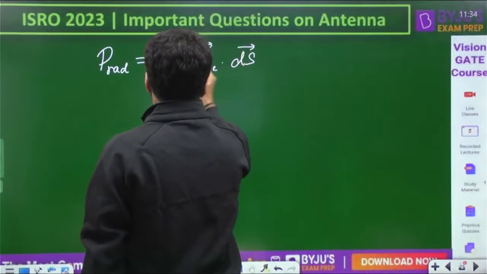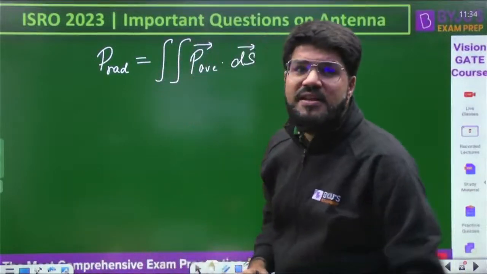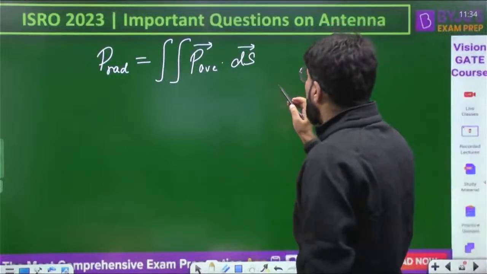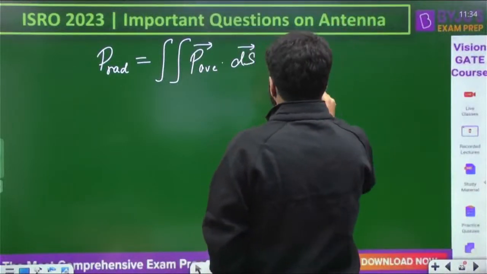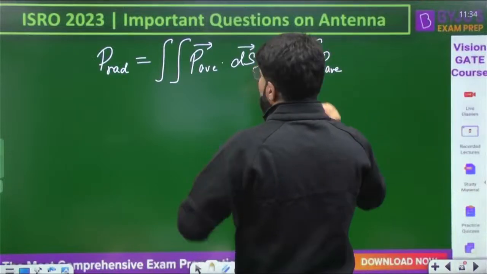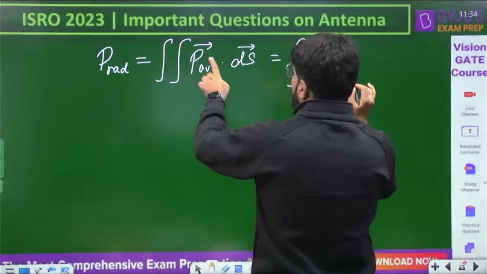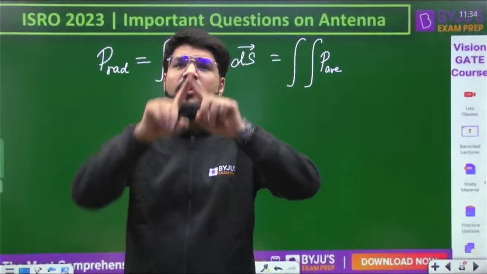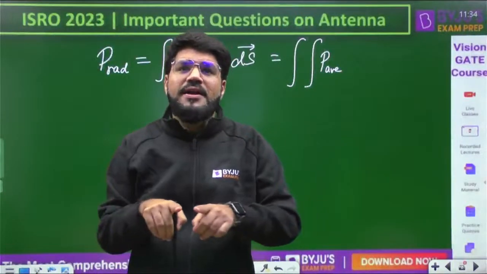Let's understand from the very basics. It is given by the surface integral of the power density vector. Power density vector means Poynting vector. Now let's see whether the Poynting vector P average is given or not. When you take the dS, the Poynting vector is always in the radial direction, because how is the power radiated by an antenna? Across all directions, like a sphere.